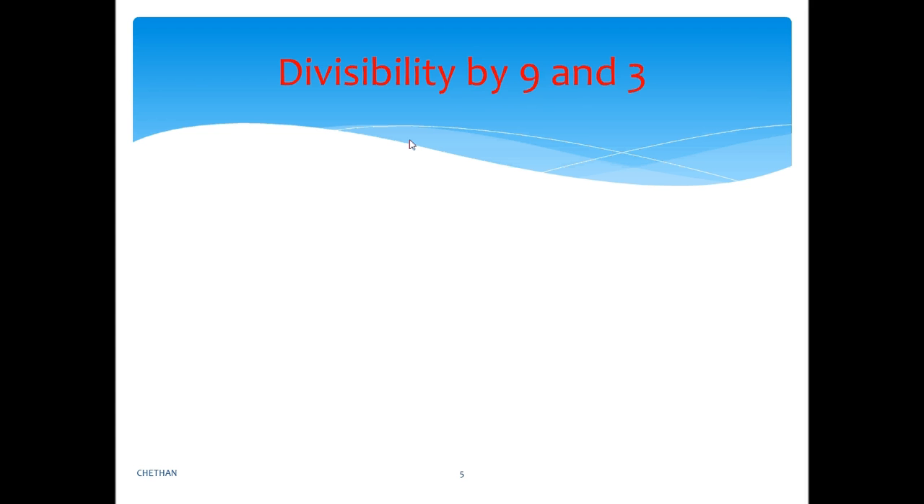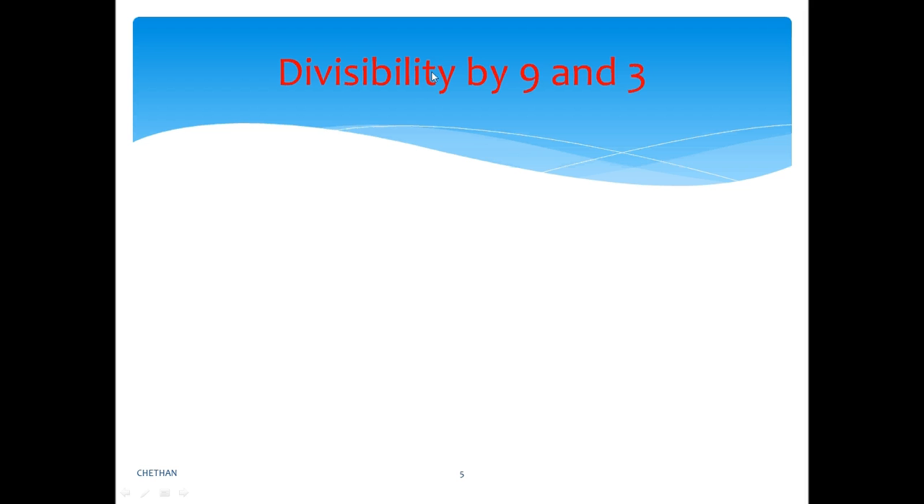Up to now, for the divisibility of 10, 5 and 2, we considered the unit place of the given number, isn't it? For the divisibility of 10, in the unit place we need 0 only. For the divisibility of 5 we need 0 or 5. For the divisibility of 2 we check that the unit place is 2, 4, 6, 8 or 0.